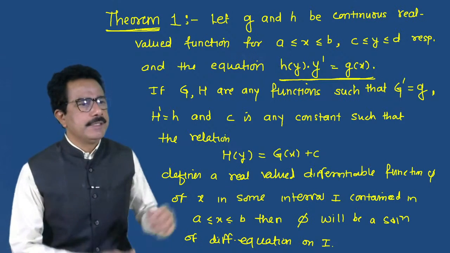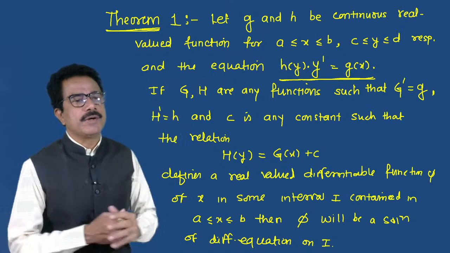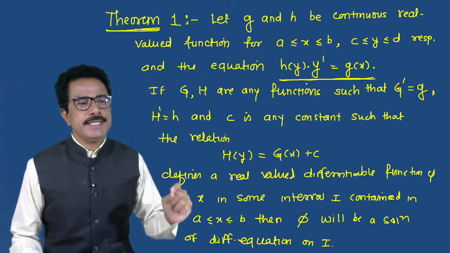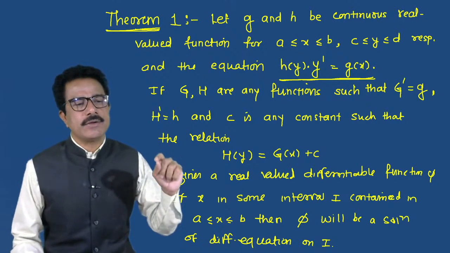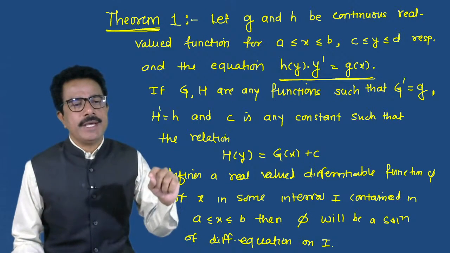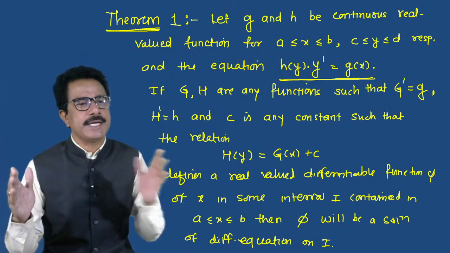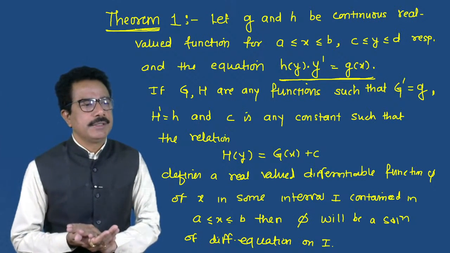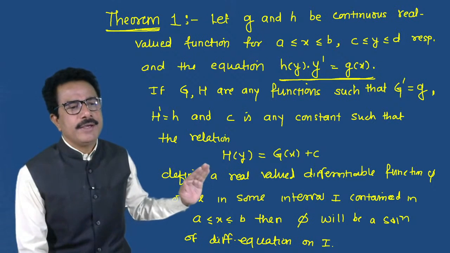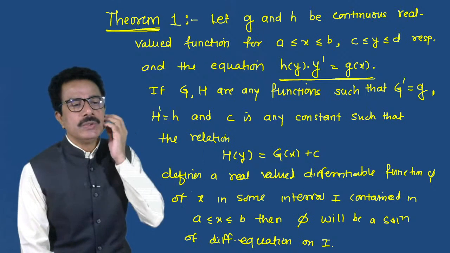Let g and h be continuous real valued functions for a is less than or equal to x is less than or equal to b, c is less than or equal to y is less than or equal to d. Means we have given the domain of x and domain of y respectively of the equation h of y, y dash equals g of x.